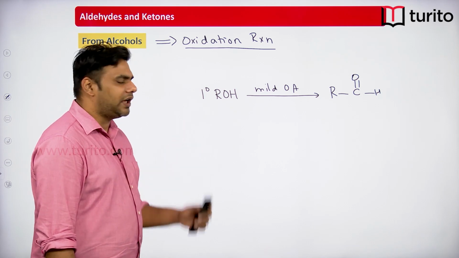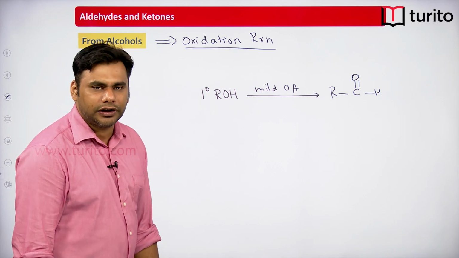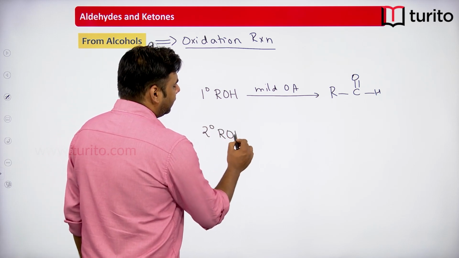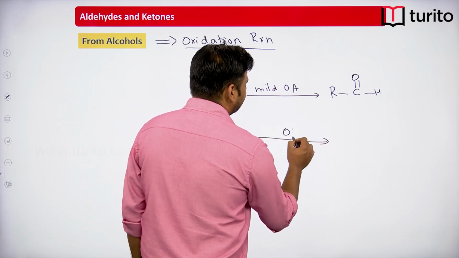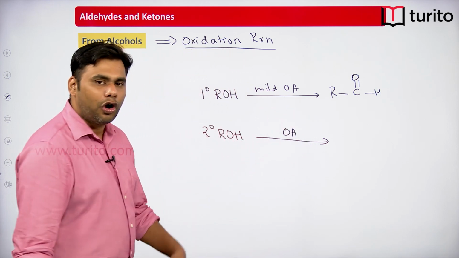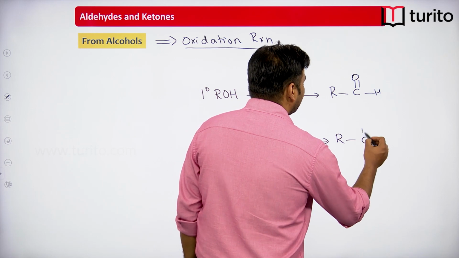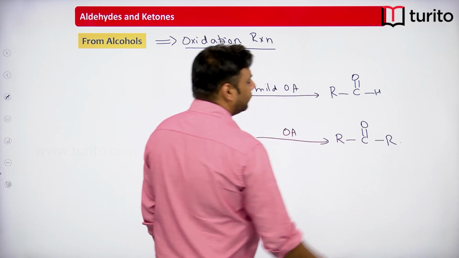But with a strong oxidizing agent, 1 degree alcohol converts into carboxylic acid. Now if I take a 2 degree alcohol and treat it with any oxidizing agent, be it a mild oxidizing agent or a strong oxidizing agent, both these oxidizing agents will convert 2 degree alcohol into a ketone.